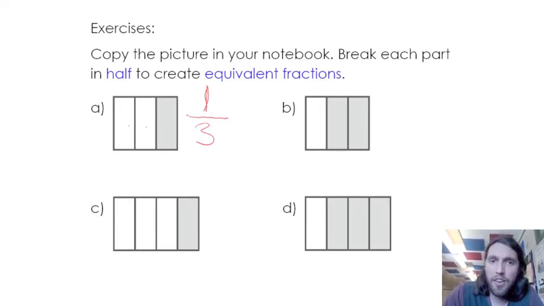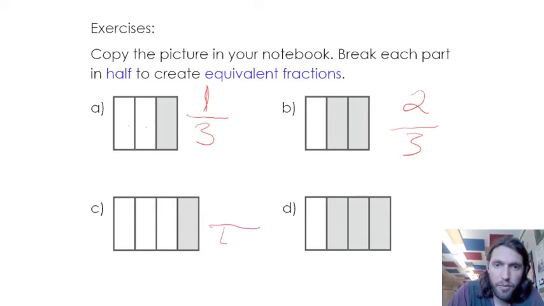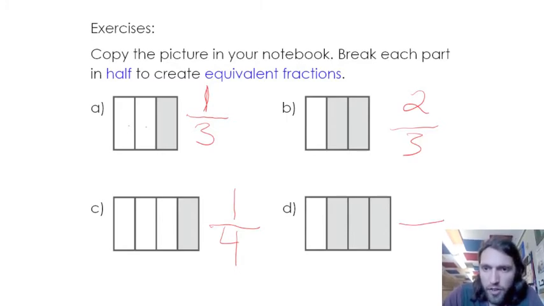B, we have 3 again, so we know 3 goes on the bottom. And how many pieces do we have shaded? 1, 2. We know that goes on the top. Awesome. So now how many you got here? 1, 2, 3, 4. So we know 4 goes on the bottom. And how many are shaded? 1. So we have that fraction. And now we go 1, 2, 3, 4. 4 on the bottom. How many are shaded? 1, 2, 3. And now 3 are shaded there.